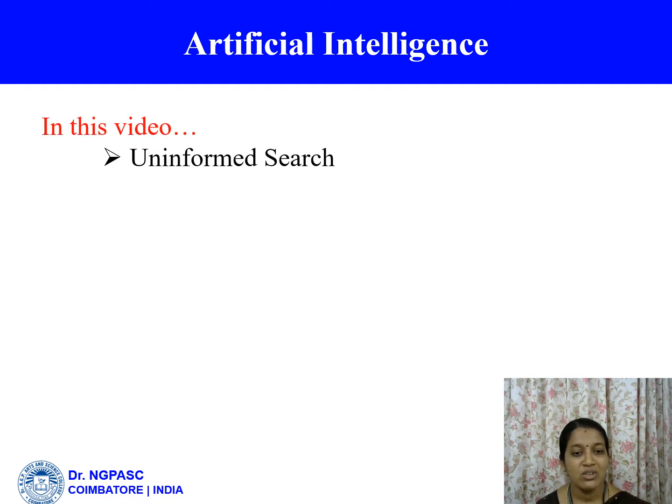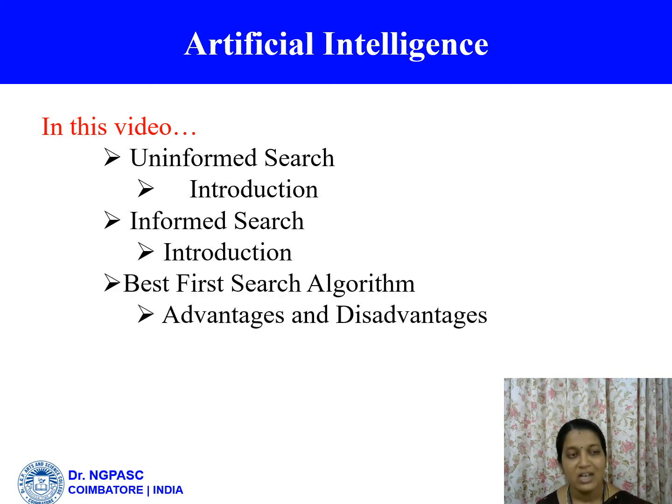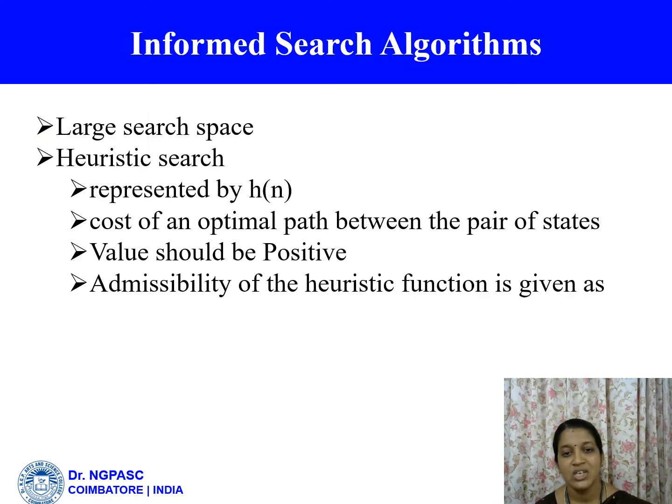Initially, we are going to see an introduction about uninformed search, an introduction about informed search, then the best first search algorithm, advantages and disadvantages of the best first search algorithm, and examples of the best first search algorithm. Let us see about informed search. Before that, we are going to see about uninformed search.